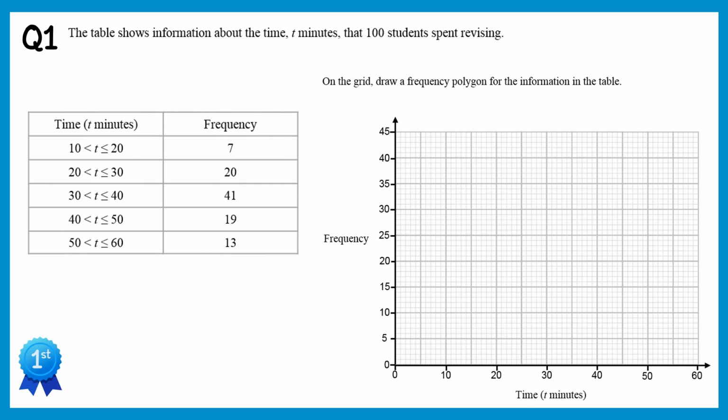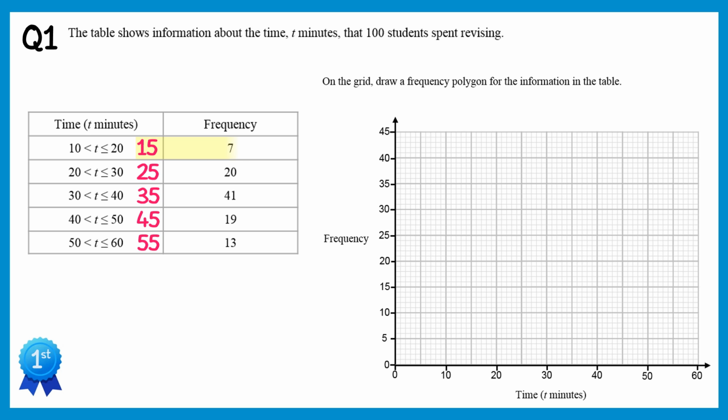For this question, we need to draw a frequency polygon. To do this, we need to know the midpoint of each of the groups. So the first group goes from 10 to 20 minutes, so the midpoint of that one is 15. The next group's midpoint is 25, then 35, 45, and 55. We now plot these midpoints with the frequencies.